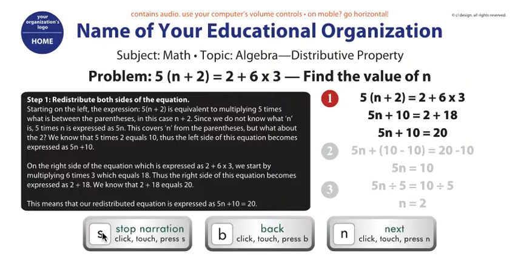On the right side of the equation, which is expressed as 2 plus 6 times 3, we start by multiplying 6 times 3, which equals 18. Thus, the right side of this equation becomes expressed as 2 plus 18. We know that 2 plus 18 equals 20. This means that our redistributed equation is expressed as 5n plus 10 equals 20.